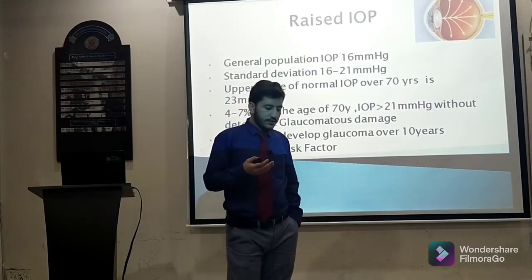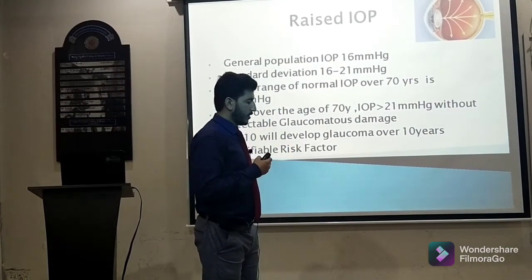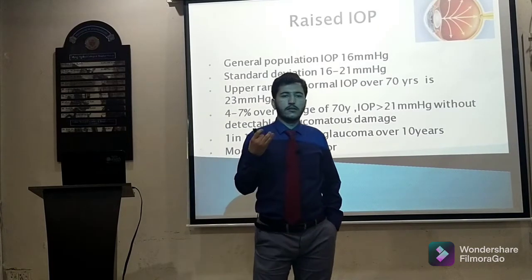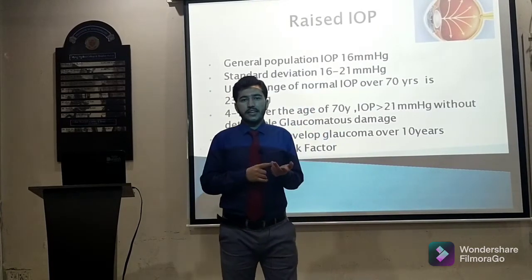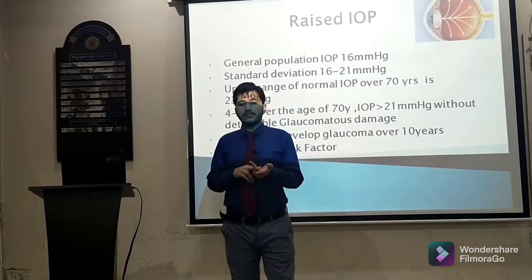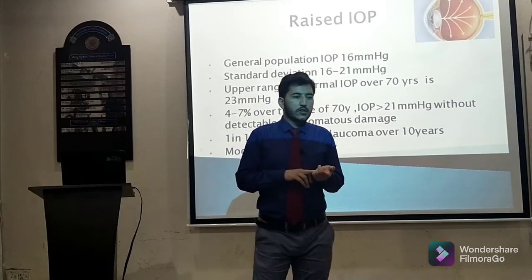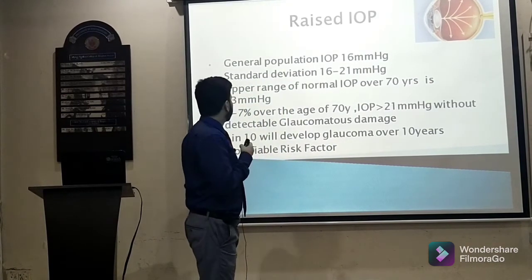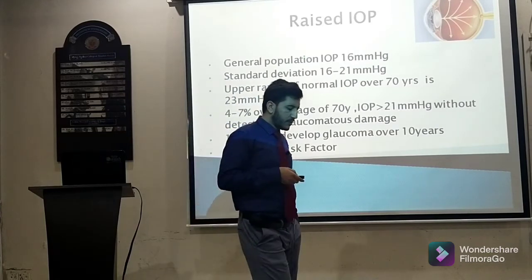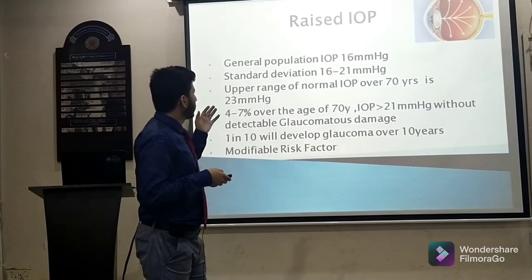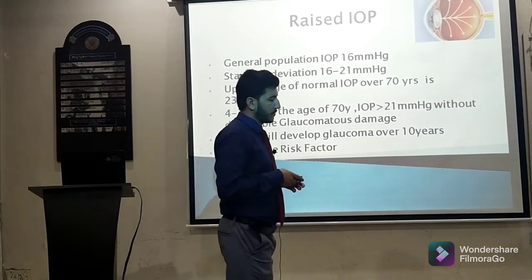At the first, we said that in the glaucoma definition there are 3 parameters. Number 1, optic nerve damage or optic neuropathy. We have discussed that. Number 2 is raised intraocular pressure. We have studied that intraocular pressure in the general population is 16 mm mercury, but at a standard deviation it can be 16 to 21 mm mercury.